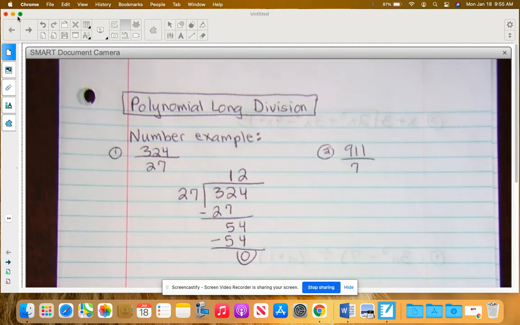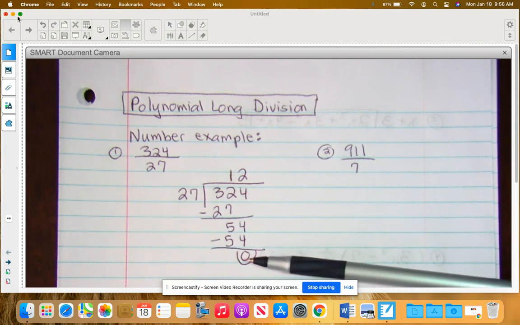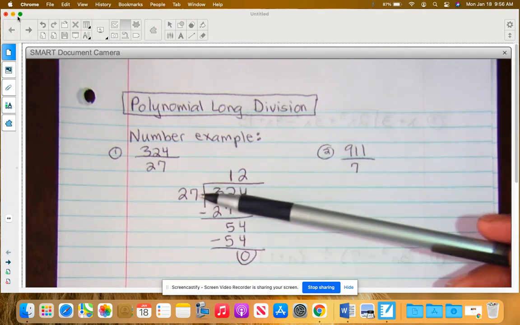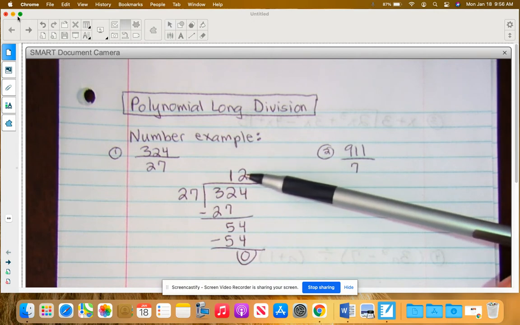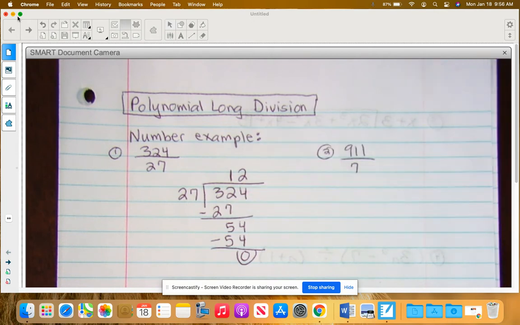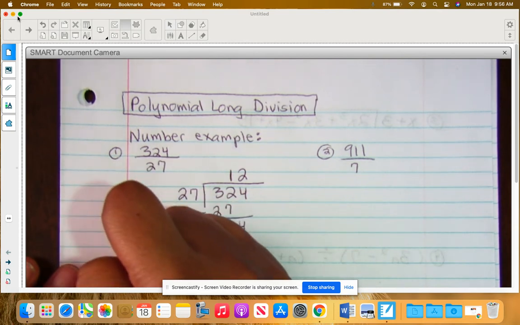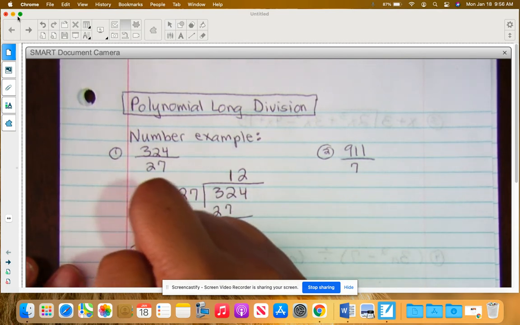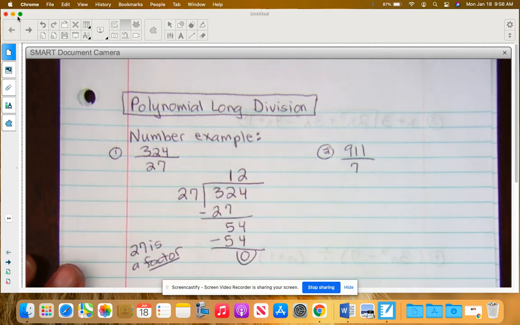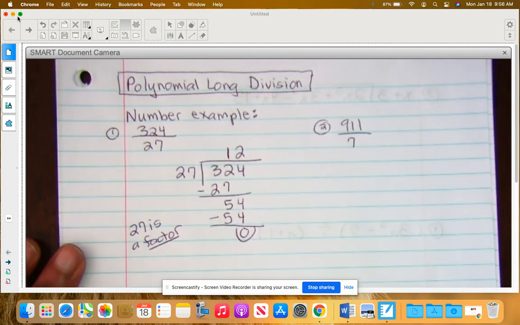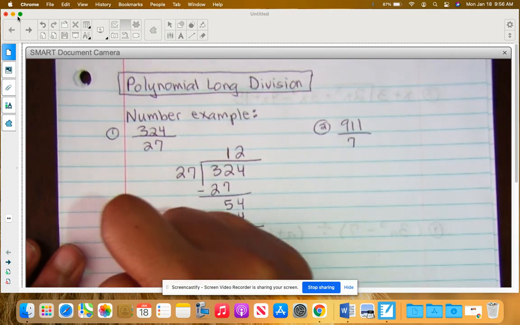Just out of habit, way back when, since I've been doing long division, I always just circle my remainder so that I can keep track of whether I have anything left over. So in this particular example, I do not have anything left over. My remainder is 0. So that means that 27 and 12 are both factors of 324. So 27 is a factor, and I know that 27 is a factor because it goes into 324 evenly. So 27 is a factor because there's no remainder.